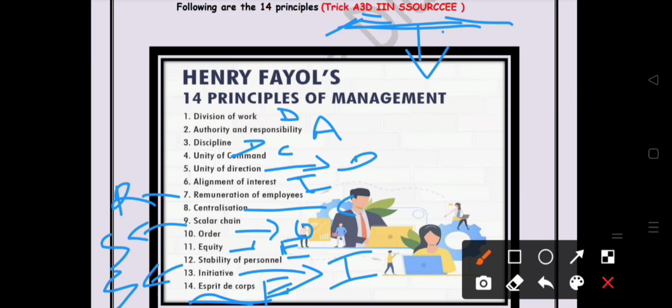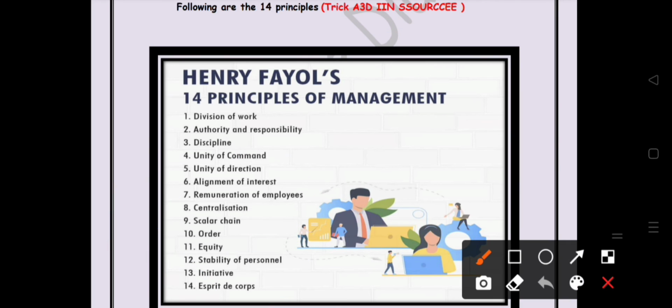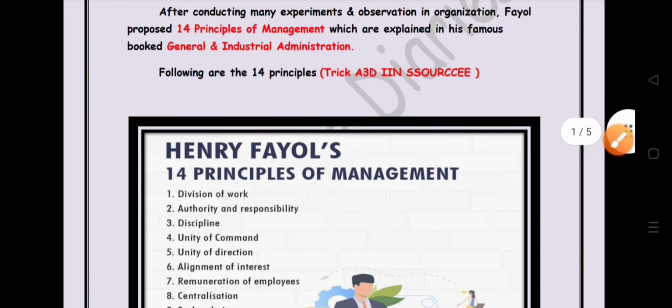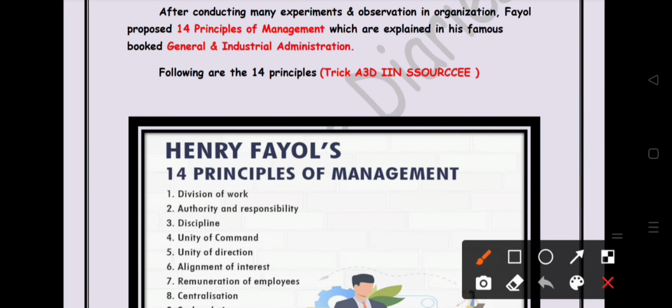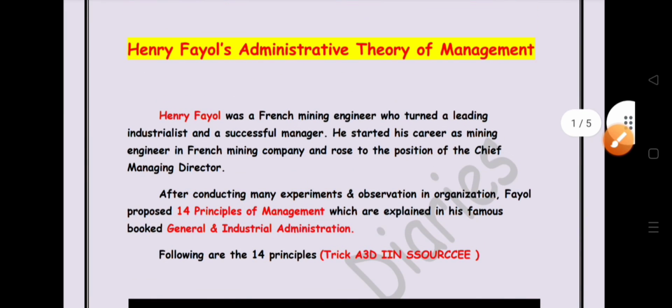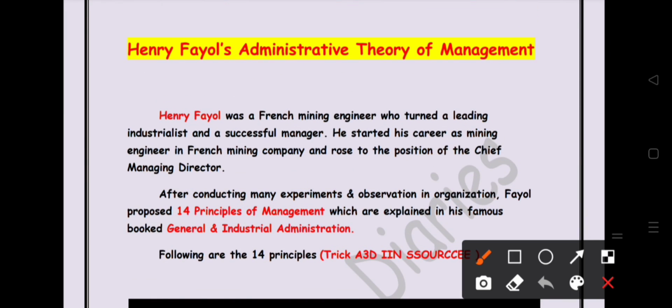So with this trick you can easily remember all these 14 principles. You just have to memorize this word in your mind, A 3D insourcing. By this you can easily recall all these 14 principles of management. So this was the interesting trick from my side for your preparation, and this was an interesting theory given by Henry Fayol's administrative theory of management.